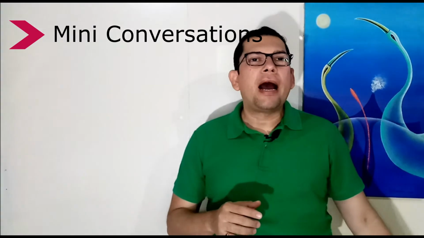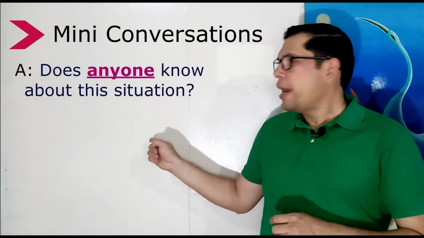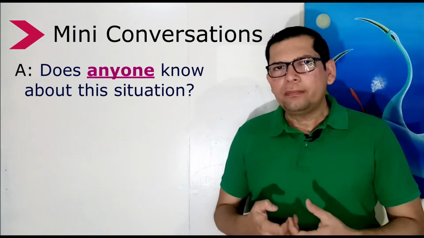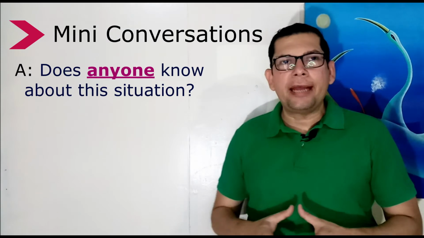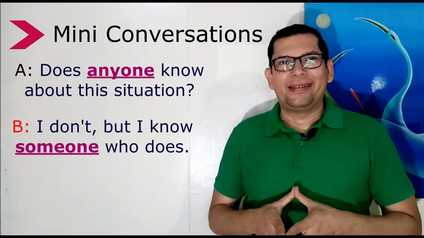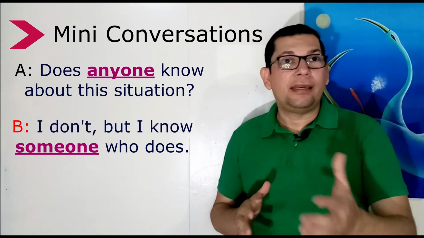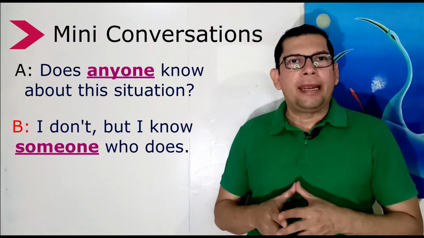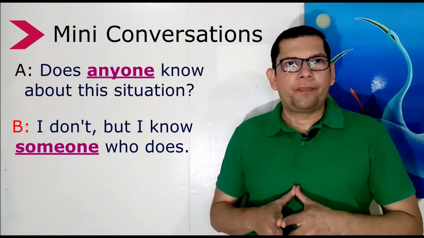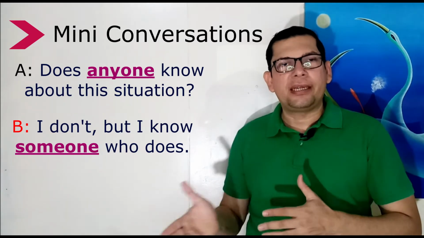Now, let's take a look at the mini conversation number 3. Person A says, "Does anyone know about this situation?" And person B answers, "I don't, but I know someone who does." How interesting. In the first sentence, actually, we can see that there is a question. And because it's a question, I use the word anyone. We use anyone in questions and negative statements.